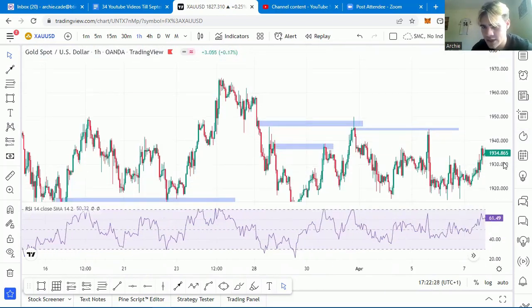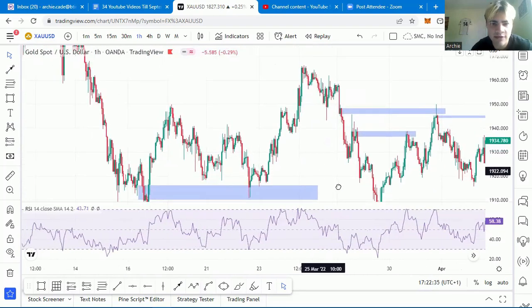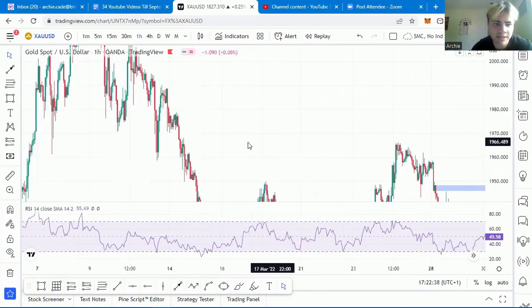What I've seen for intraday trading is the 1 hour time frame works perfectly. But if you are on the 4 hour time frame or the daily time frame, imbalances from a month back are very, very powerful zones. So yeah, look out for that. So boom, let's use this as an example.